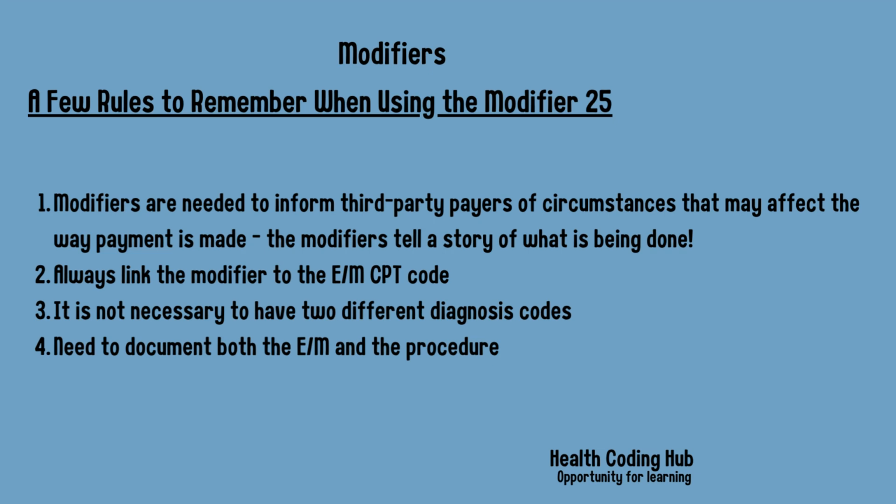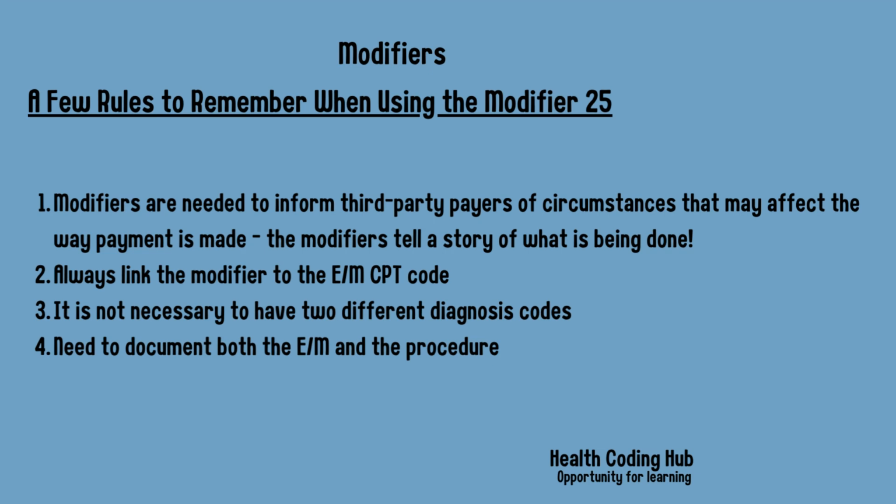Rule number 1: modifiers are needed to inform third party payers of circumstances that may affect the way payment is made. The modifiers tell a story of what is being done. The first rule is applicable to all modifiers, whether it is an E&M modifier or a procedure modifier. So this rule is applicable to each and every modifier.